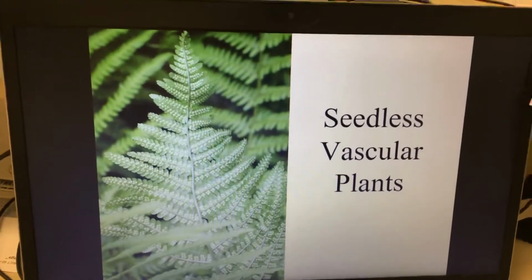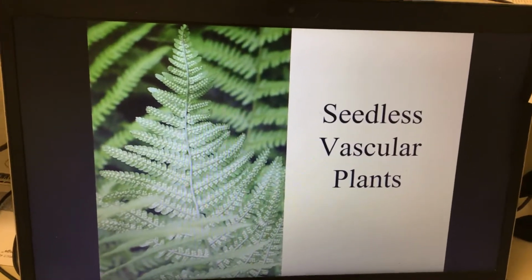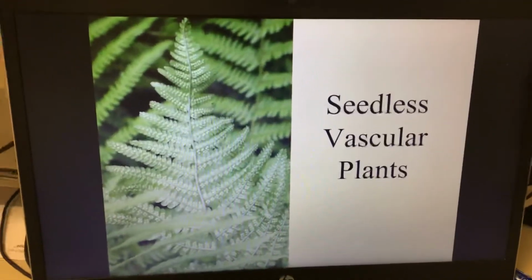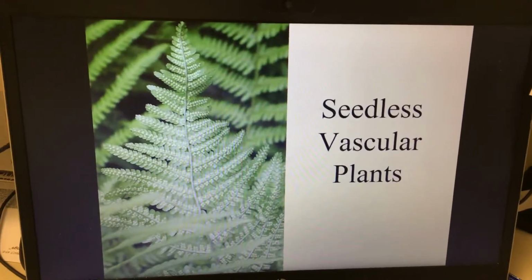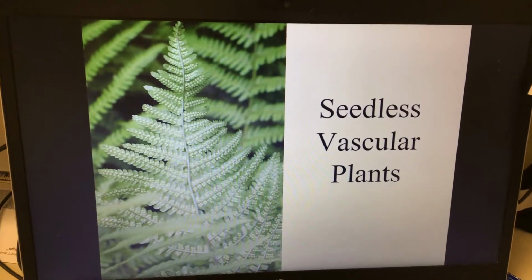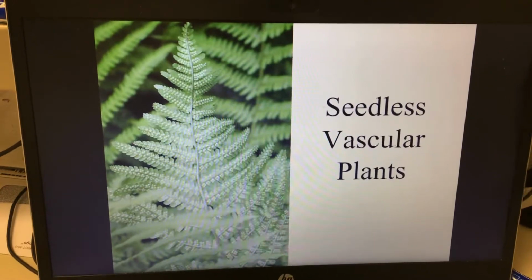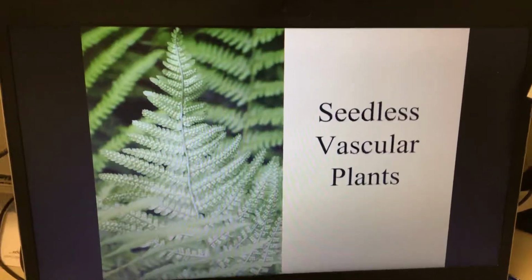By the way, with all of this plant stuff, we're starting with the simplest and working up to the more complex. So the simplest plants would be seedless, non-vascular plants. No tubes, no vessels, no veins, no seeds. And now we're slowly getting more and more complex.